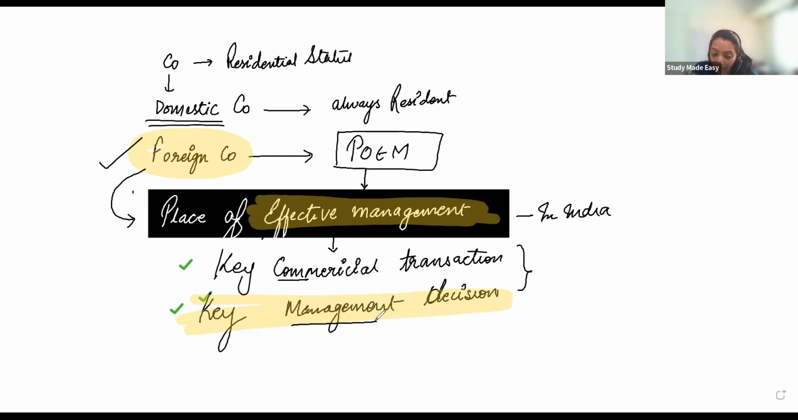How to check this? Actually, whether the place of effective management is in India. There are certain conditions, and on the basis of these conditions, we have to check whether they are having this place of effective management in India or not. So first of all, are you clear with the structure? A domestic company is always resident. But when it comes to a foreign company, I have to check POEM. POEM is nothing but place of effective management, which should be in India. Place of effective management is nothing but key commercial and key management decisions should be taken in India.